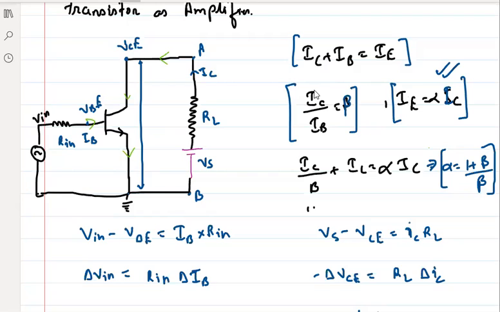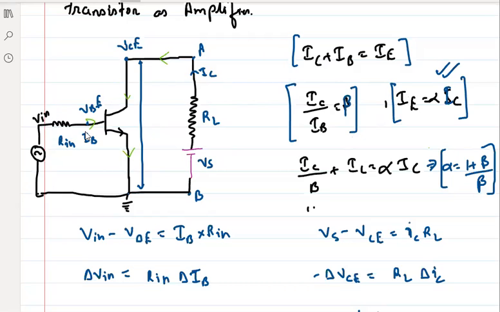Okay, now we should remember that when we talk about this circuit, we have two equations. One in terms of IC, which is your output current, and RL, which is your load resistance, and one in terms of input current, which is IB, and input voltage, which is VIN.